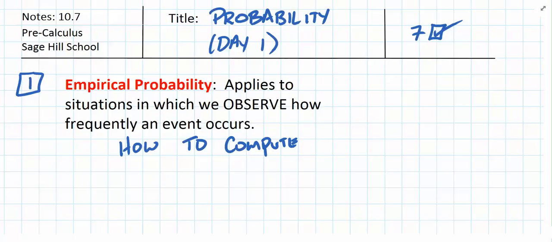There are two types of probabilities that we're going to talk about in 10.7. The first one is called empirical probability. The other one's called theoretical, which we're going to get to later in this lesson. Empirical probability, here's the definition, kind of.